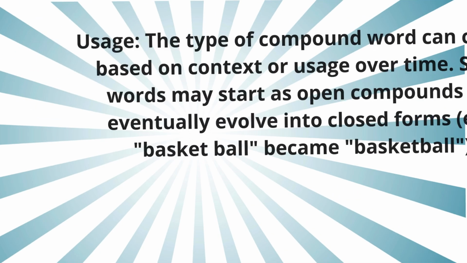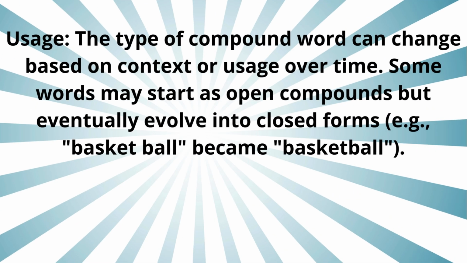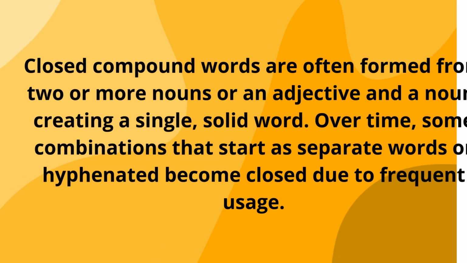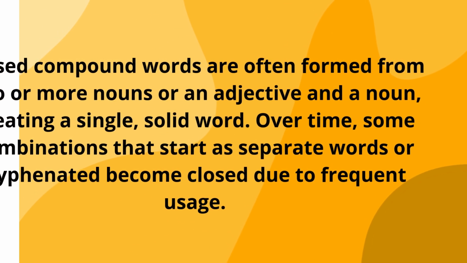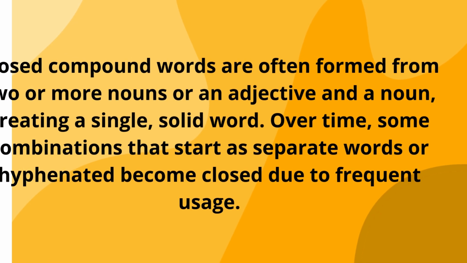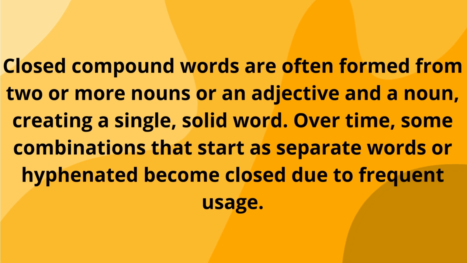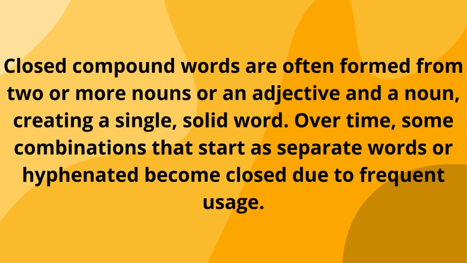Usage. The type of compound word can change based on context or usage over time. Some words may start as open compounds but eventually evolve into closed forms, e.g., basket ball became basketball. Closed compound words are often formed from two or more nouns or an adjective and a noun, creating a single, solid word. Over time, some combinations that start as separate words or hyphenated become closed due to frequent usage.